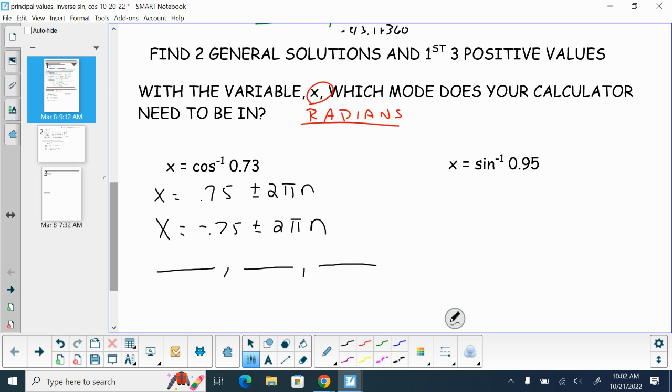First three positives. Pi, once again, if I put 180 degrees in for pi, I'm now going back into degree mode. I don't want to go into degree mode. I want to stay in radian mode. So my pi here is 3.14. If I multiply that by 2, 6.28.